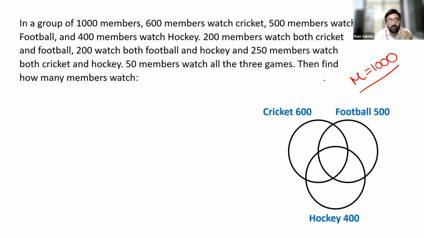200 members watch both cricket and football. You need to understand one thing, that "and" is all about intersection. Intersection is nothing but the common area. Clear? So intersection for cricket and football is this. This is the area which represents cricket and football.